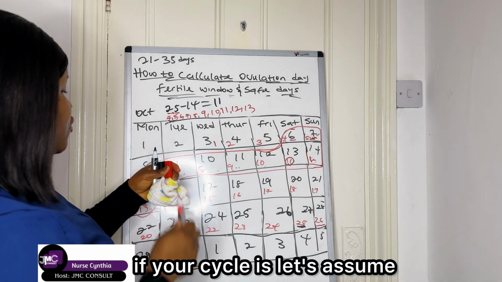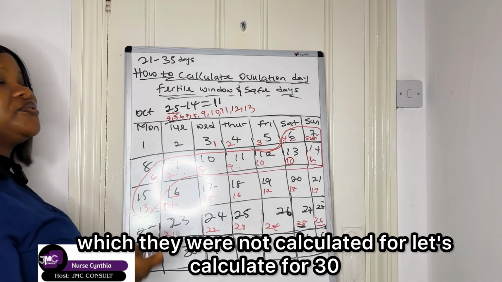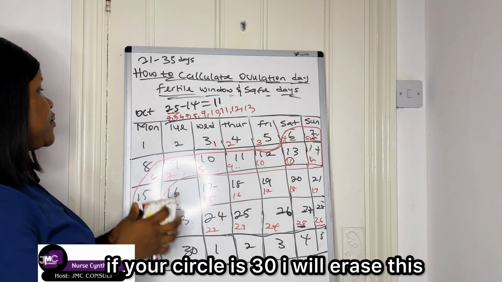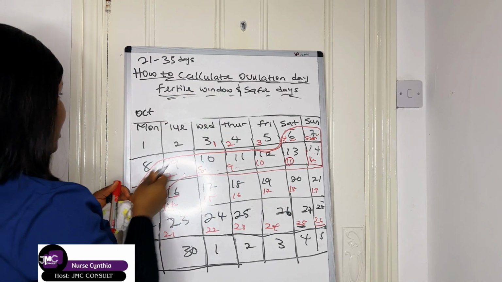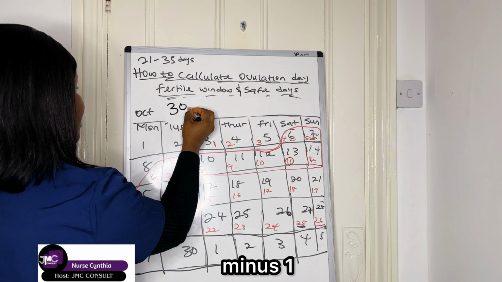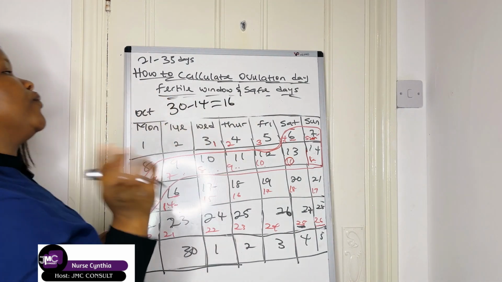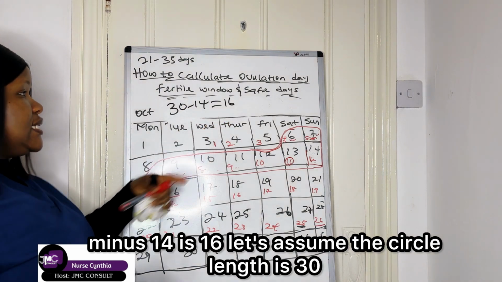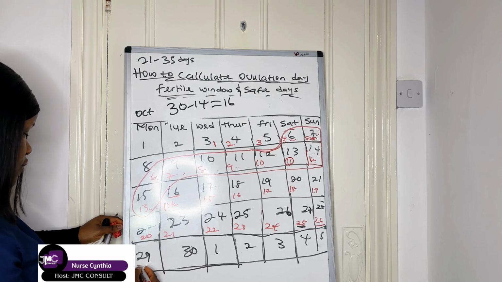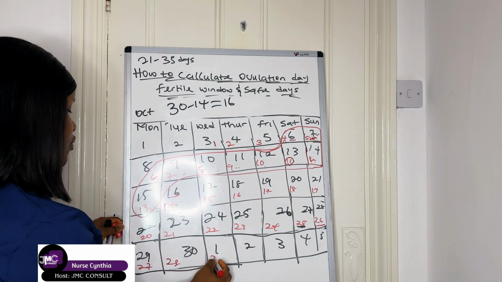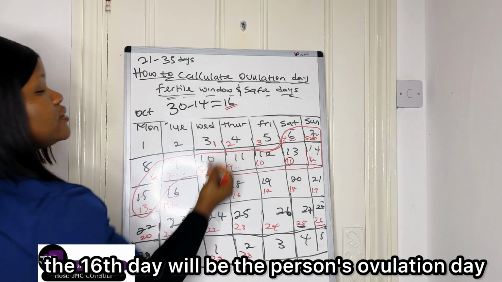Now, if your cycle is, let's assume a length we have not calculated for, let's calculate for 30. If your cycle is 30, I will erase this, and then 30 minus 14, we have 16. So 30 minus 14 is 16. Let's assume the cycle length is 30. That's the one we calculated for: 26, 27, 28, 29, 30. Now, the 16th day will be the person's ovulation day.